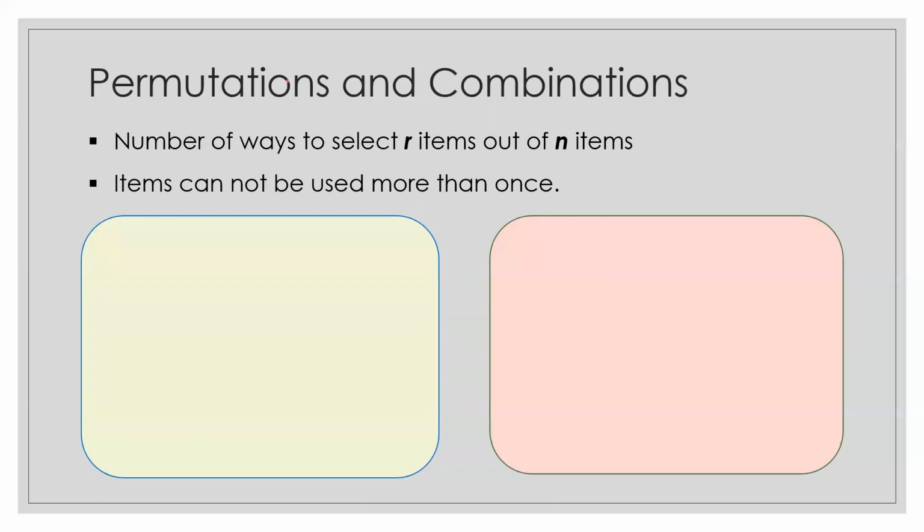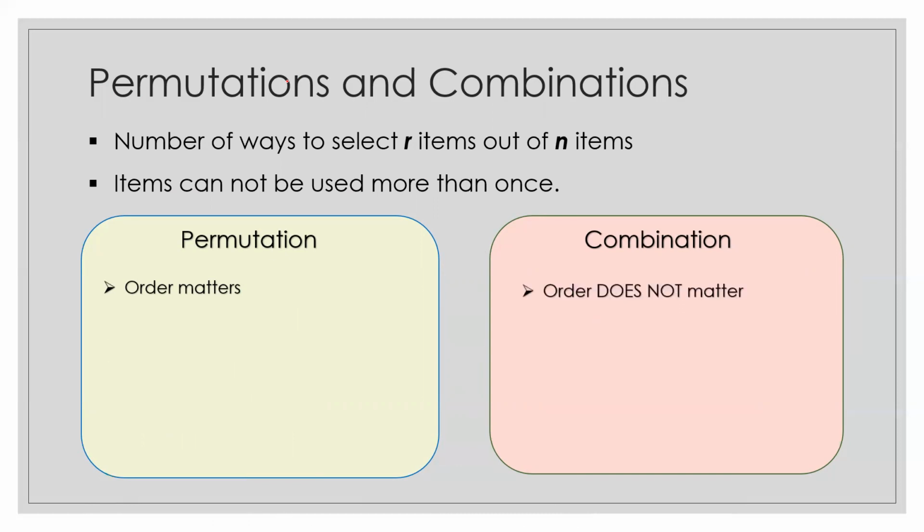Okay, so once you pick the items, you don't put them back to use again. All right. Now, what determines permutation over combination is the order. In permutation, the order in which the r items are arranged does matter. In combination, the order does not matter.